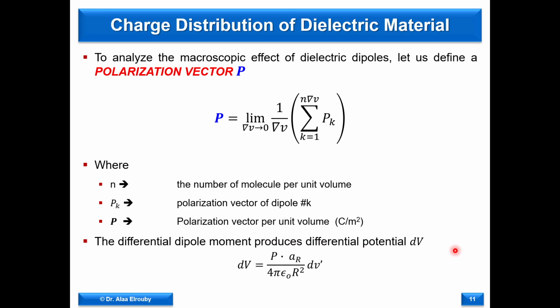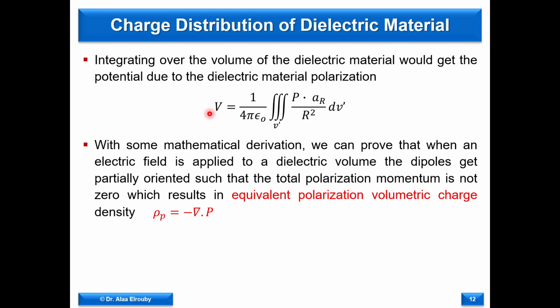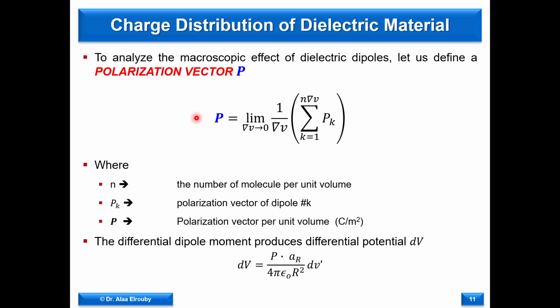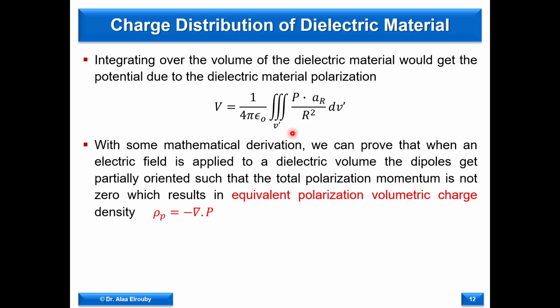dipole moment produced by a certain dipole has this expression. So if we have a certain volume and we would like to calculate its electric potential, the electric potential caused by those dipoles, we'll just integrate this dV over the volume, and this would be the total potential due to the material polarization.